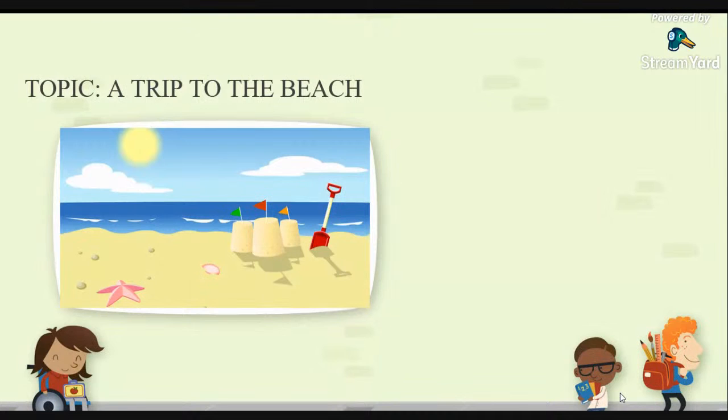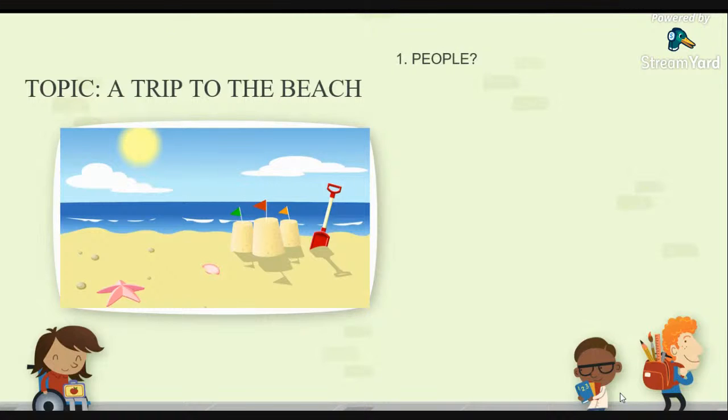Okay, untuk topik hari ni, for today's topic is a trip to the beach. Who doesn't like to go to the beach, right? So why don't we share our experience in the story? Tells people about our trip to the beach. Okay. Before we move on, let's think about the four elements: people, action, object, and also the place.